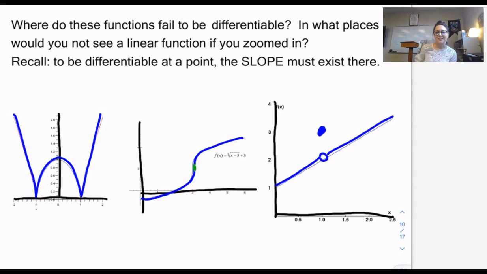All right, so I've got 3 graphs on the screen for you. Each of these 3 graphs fails to be differentiable at least in one place, okay?